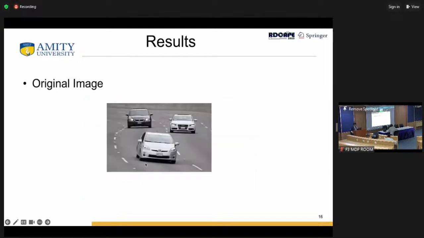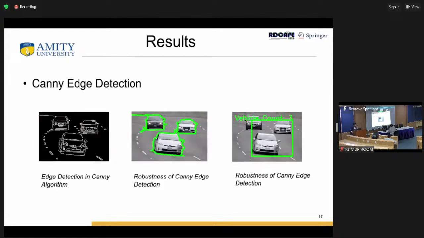So yeah, this is the original image of three vehicles. Here we go with the Canny. We can see that it has good connectivity of edges, but somewhere it is picking up unwanted lines, which is a bottleneck. It's unwanted. We don't need it. We just need three cars, and the vehicle count is also good.